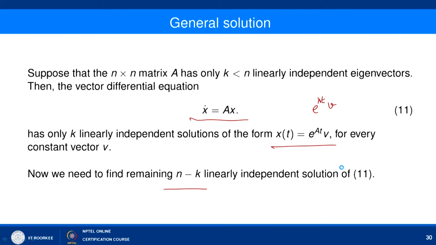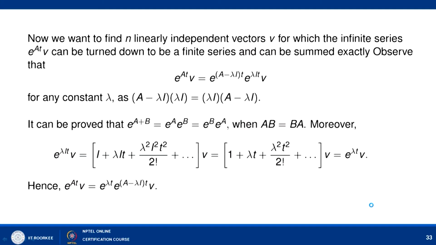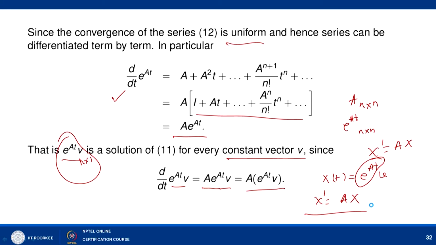So, here we want to make note that if somehow we are able to find e to power a t, then our solutions are given with the help of e to power a t v. So, now we want to find n linearly independent vectors v for which this infinite series e to power a t v can be turned into a finite series. So, everything will depend on this vector v. It means that we have to find the vector v in a way such that this e to power a t v is reduced to a finite series. We need to find this vector v, since for every vector v it is a solution.